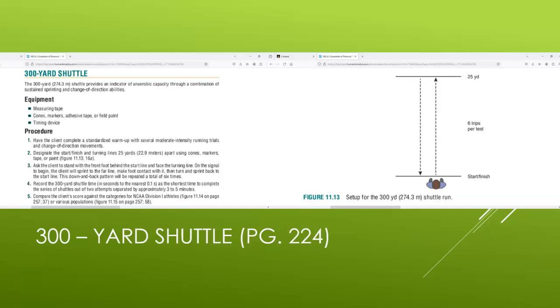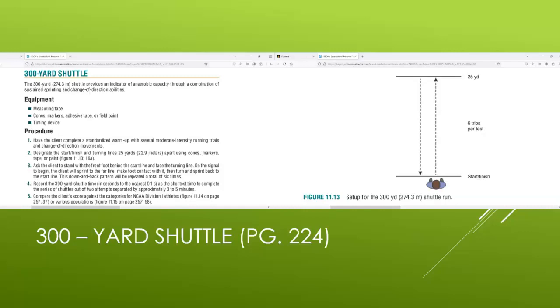And the 300-yard shuttle, you have a start line and a turnaround line. It's 25 yards away. And it's sprint, sprint, sprint, sprint, sprint, sprint 6 times to give you your 300 yards, right? So it's 25 down, 25 back, that'd be 50, 25 down, 25 back, that'd be 50 or 100. You can do the rest of the math.